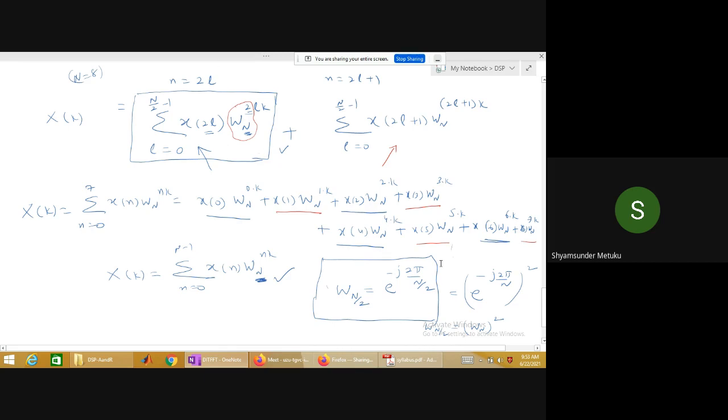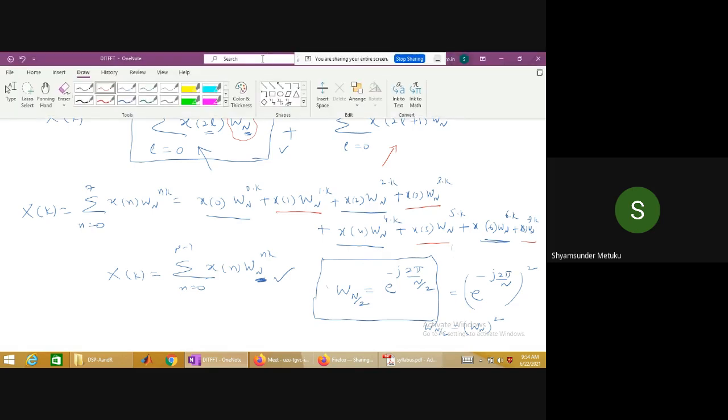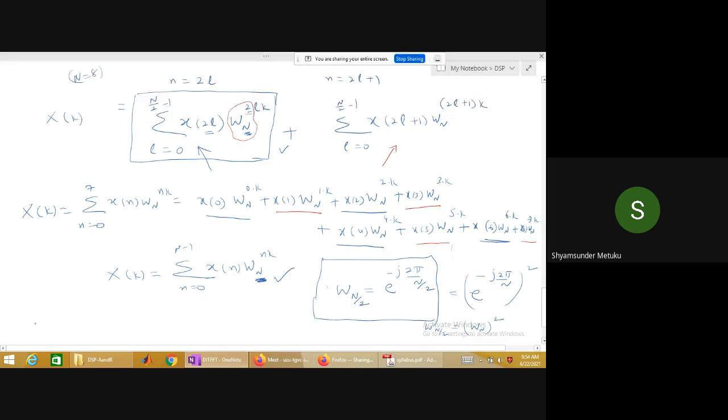Okay, I'm rewriting now here. X of k is equal to, I'm only taking the first summation, second summation will do it later. Similarly, summation n by 2 minus 1 x of 2l W base n by 2 to the power of lk. Can we write this way?